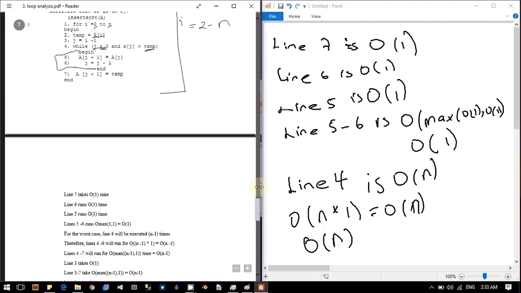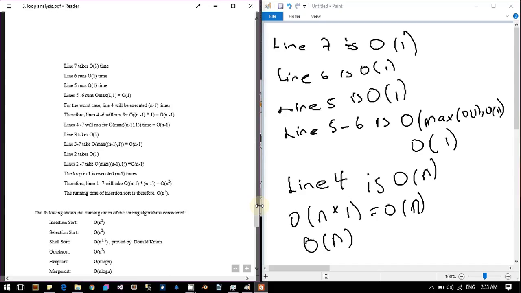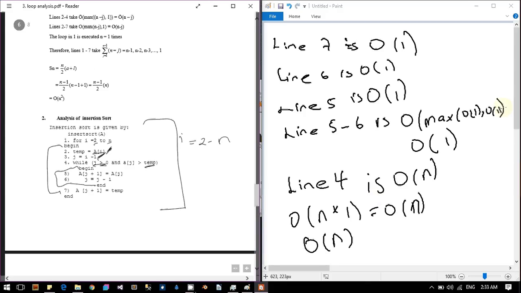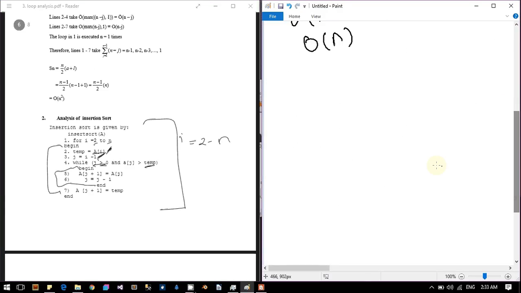Line 3 is of order 1, it's a simple assignment. Line 2 is of order 1, it's a simple assignment. Meaning line 2 to 7 is the max. Line 2 to 7 is the max, and that is still order n. Order n minus 1 is the same thing as order n. Now we check line 1, just like selection sort. Line 1 is of order n.